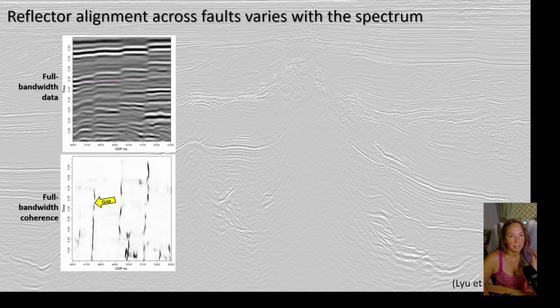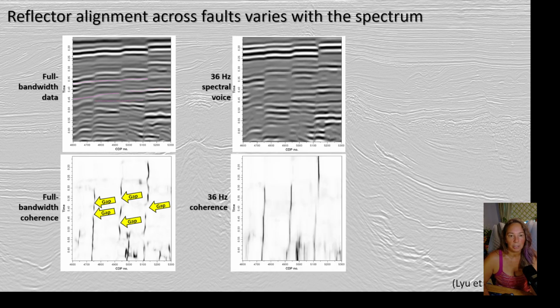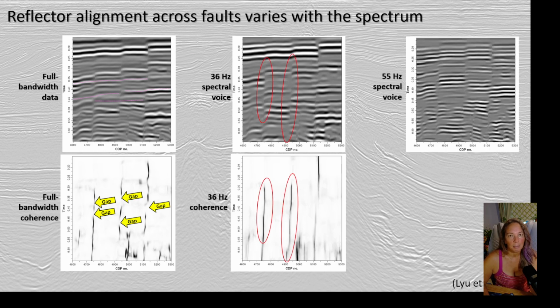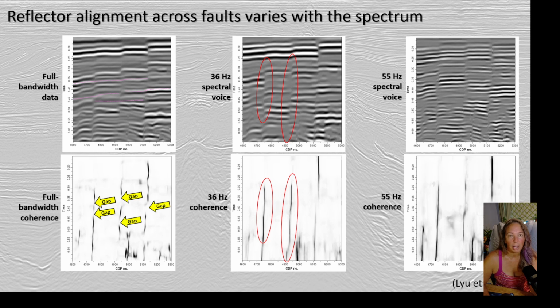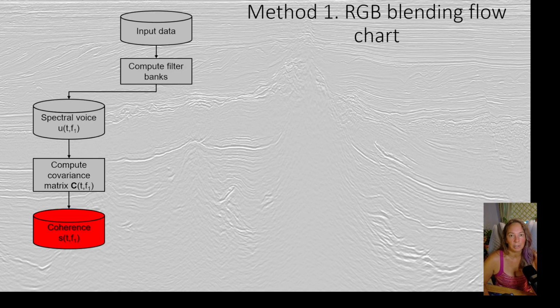Just as another example, here we've got the full bandwidth data. We can see a few gaps in the seismic. And then when we look at it at 36 hertz, we can see that the fault is much more clearly imaged. Same at 55 hertz. So you do have to spend a little bit of time looking at different frequency spectrums to figure out which frequencies will help you out, but it's well worth it for the results.